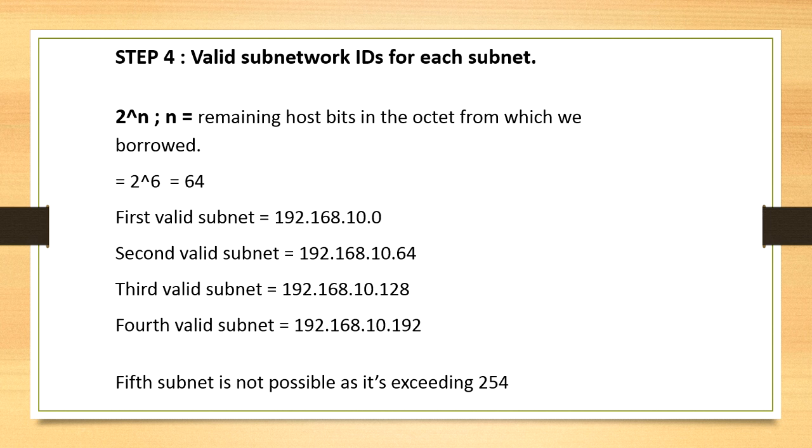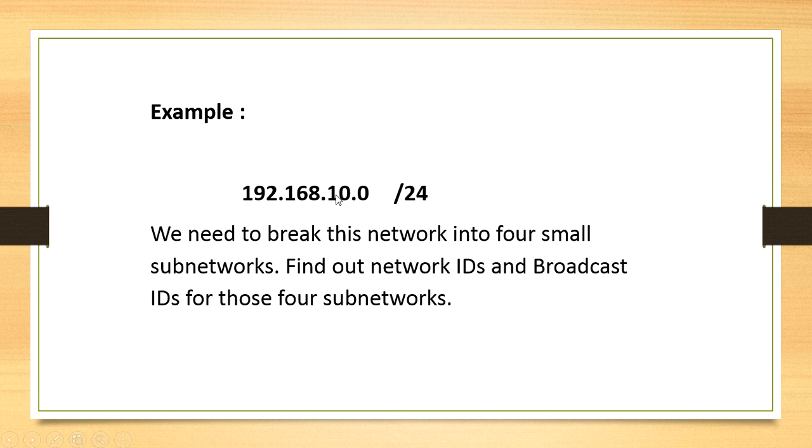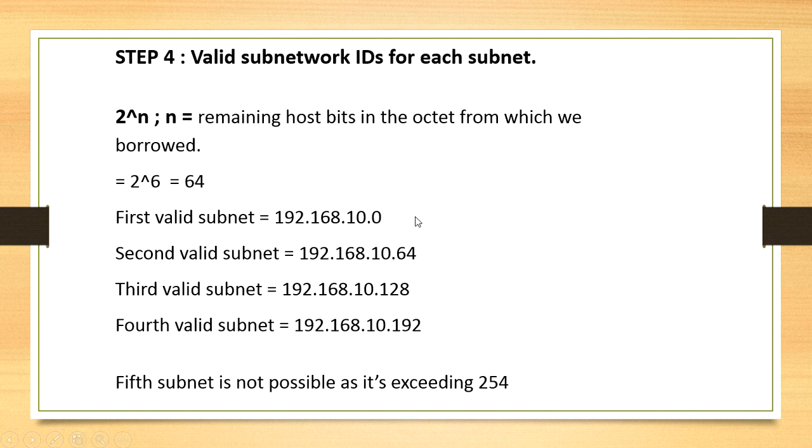The first valid subnet will be 192.168.10.0, because for class C this part is the network. This is the first subnetwork ID, and adding 64 to it we get the second valid subnet ID. Again adding 64 we get 192.168.10.128. This is the third valid subnet, and the fourth one is 192.168.10.192. But if we add 64 once again, it will exceed 256. That is why a fifth subnet is not possible for this example.